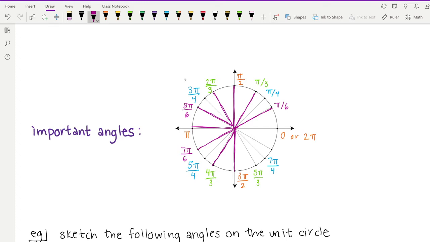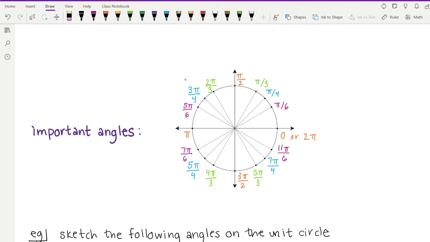Next, we would have 10 pi over 6, but 10 pi over 6 is the same as 5 pi over 3. Now we just have one more. We have 11 pi over 6. And so that one was not labeled yet. And then 12 pi over 6, well, that would be the same as 2 pi. So that's all of the angles that are kind of our most important angles between 0 and 2 pi.